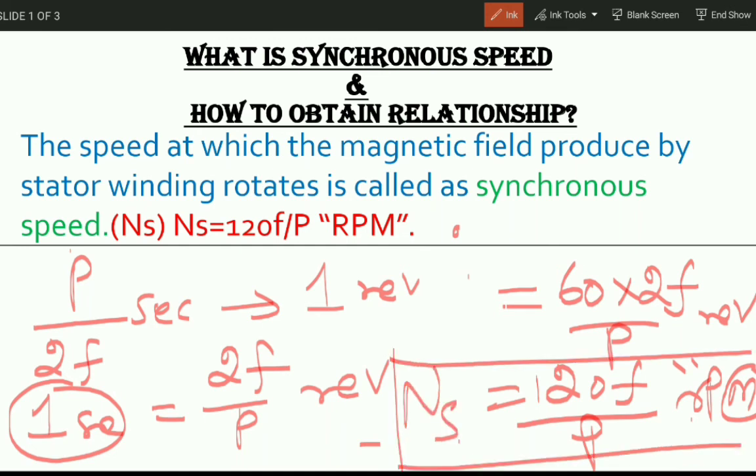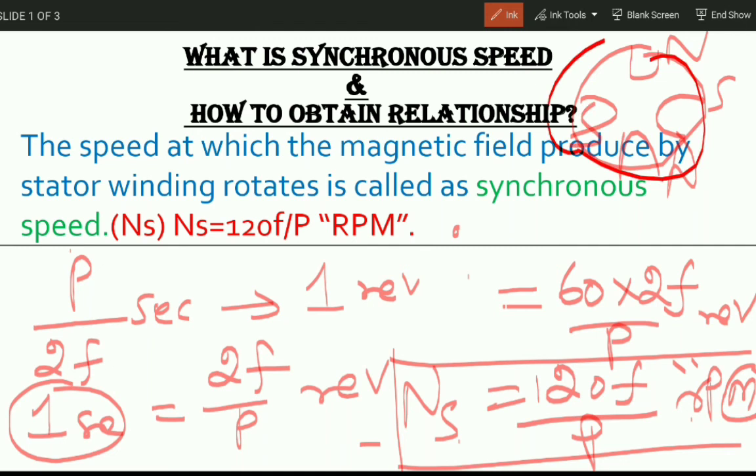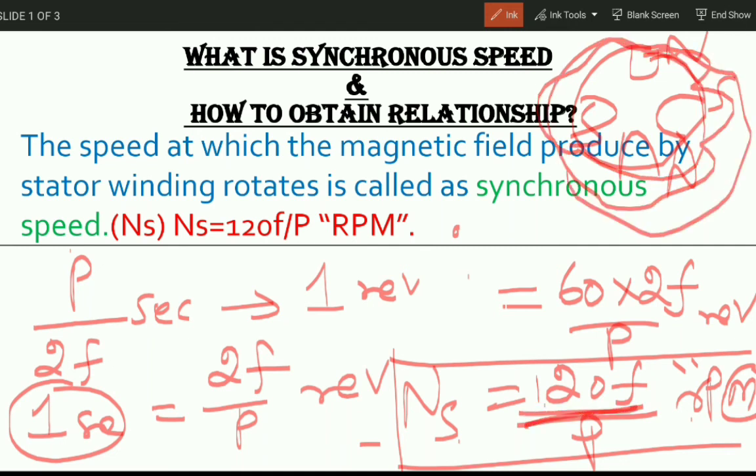In this speed only the magnetic field rotates. It means how fast the north pole, south pole, north pole, south pole keep shifting is equal to 120 f by P. So this is what is called synchronous speed, the speed at which the magnetic field of the stator rotates. And this is how we obtain the relation 120 f by P.